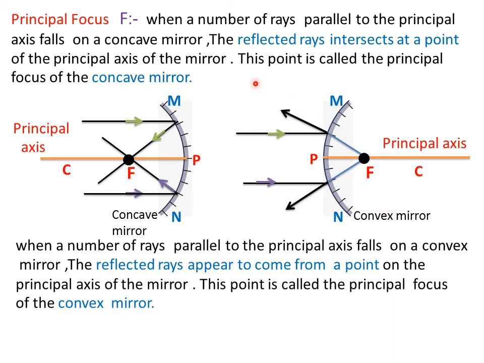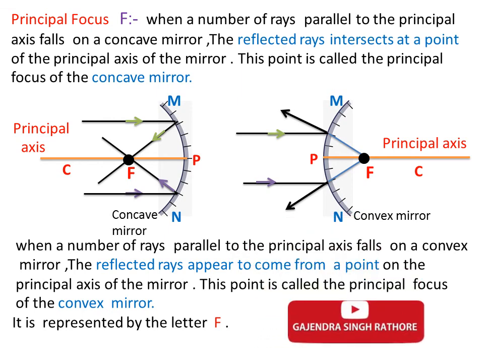So the difference in the principal focus definition in both mirrors is this: the point where the reflected rays intersect on the principal axis is called the principal focus of the concave mirror, and the point on the principal axis from which the reflected rays appear to come is the principal focus of the convex mirror. Both principal foci are represented by capital F. Now move to another definition.